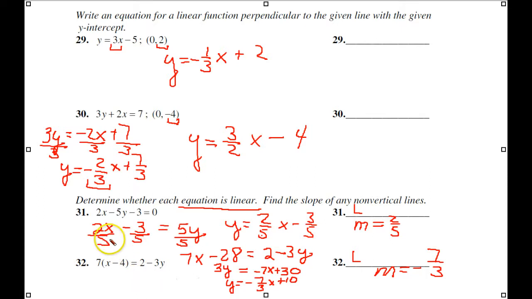All right, as we look at number 31, we had to solve for y here, and I'm showing you the steps. I transpose the y, and then eventually I find that our slope is 2/5. And here I cleared the parentheses. Then I brought the y over to this side, the x over to that side, the negative 28 over to this side, divided everything by 3, and I get y equals a negative 7/3. So there's our slope.